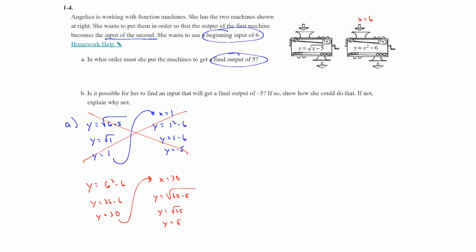So here we go, just to show you the machines. x equals 6, we got an output of y equals 30. We then plug that into the first machine here as x equals 30, and got an output of y equals 5, which is what we're looking for. So in what order must she put the machines? The first one would be y equals x squared minus 6. And then the next one, y equals the square root of x minus 5.